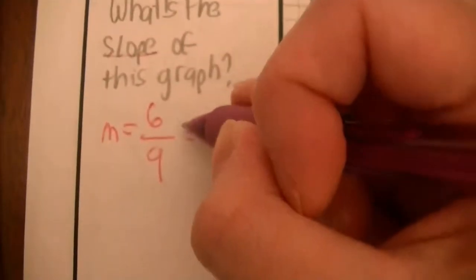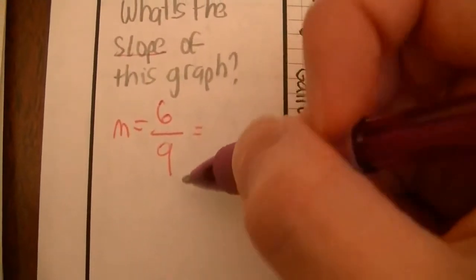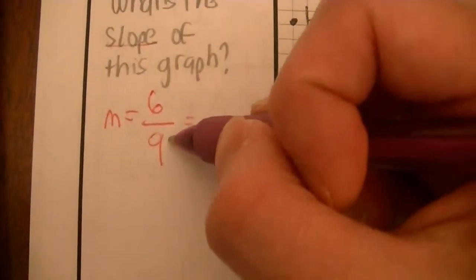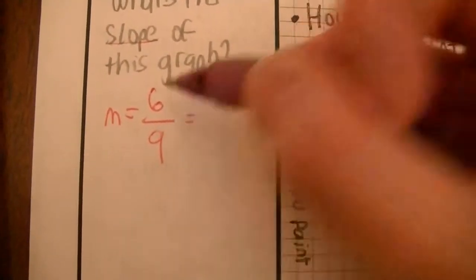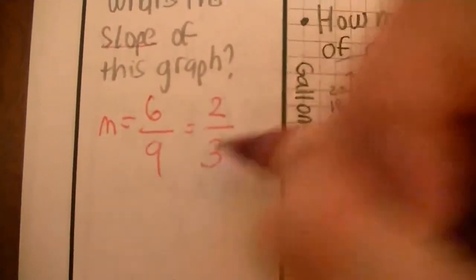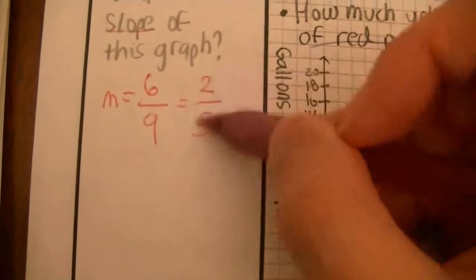Let's go ahead and divide by 2. No, we can't divide by 2 because 9 divided by 2 would give us a decimal number. So let's go ahead and divide by 3. 3 goes into both equally, and we'll get whole numbers. 6 divided by 3 is 2. 9 divided by 3 is 3. So look, slope is 6/9, so we can say 2/3.